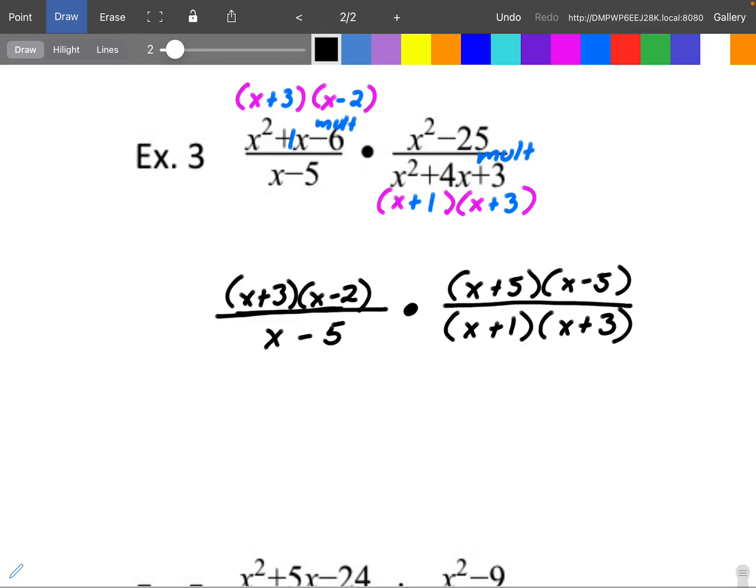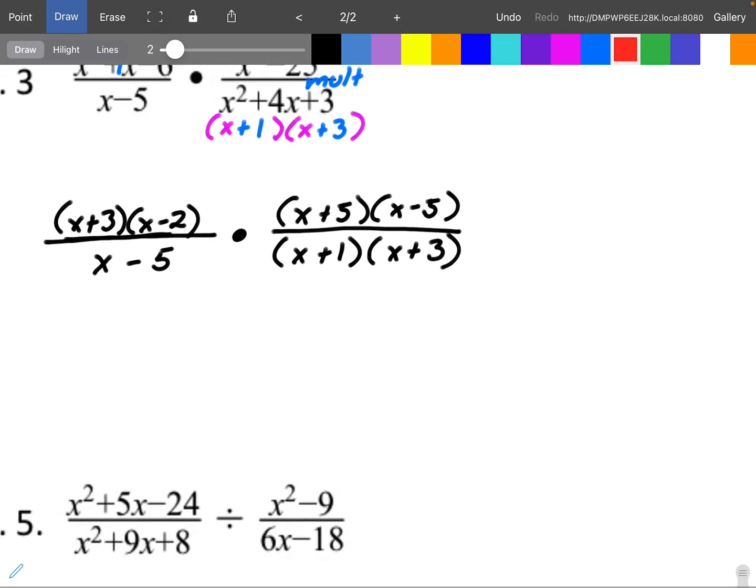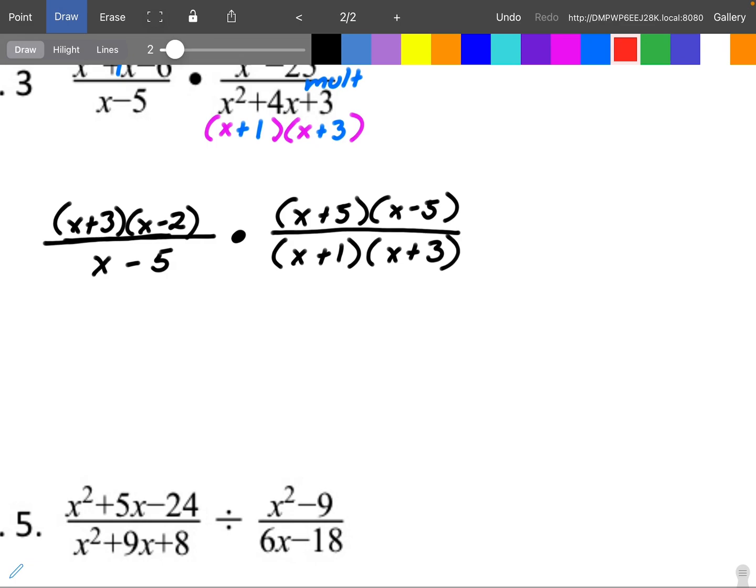All right, so there we have everything all factored out. Now, before we start canceling everything and making it look all messy, let's go ahead and do our restrictions right now. So for the restrictions, we are only worried about the denominator. For this denominator to equal 0, the only thing that would make that equal 0 is if x was 5, because 5 minus 5 would be 0. So I know right there that x cannot equal 5.